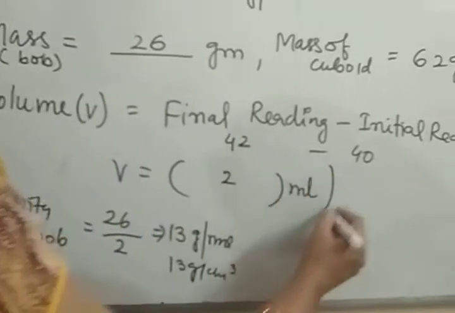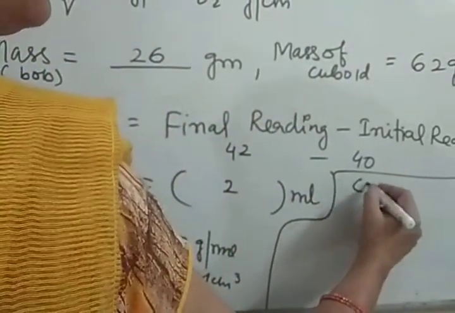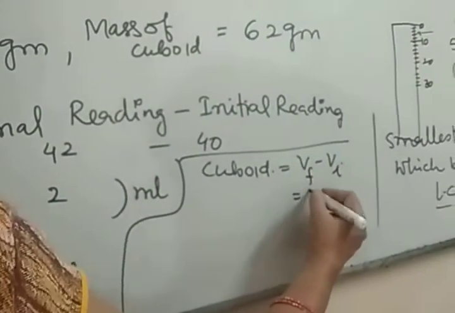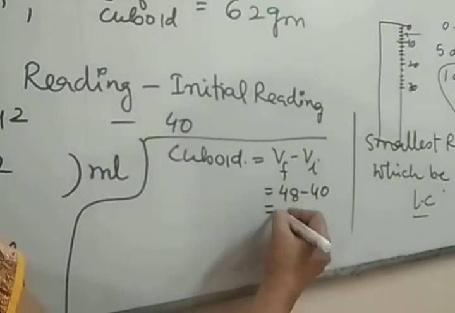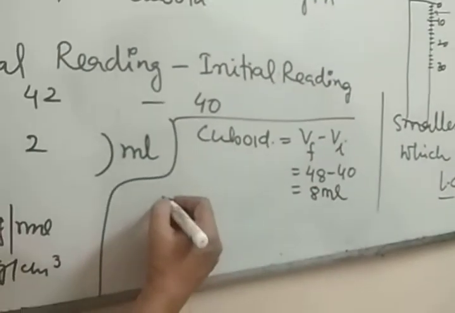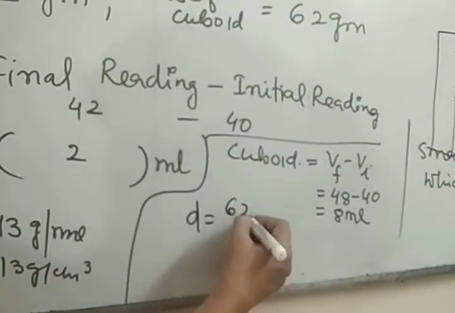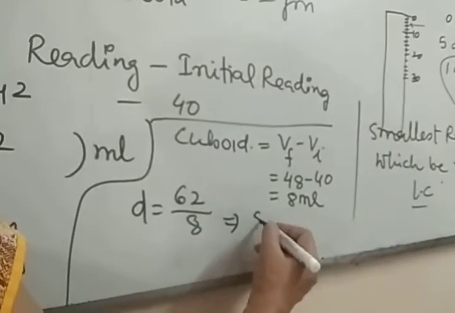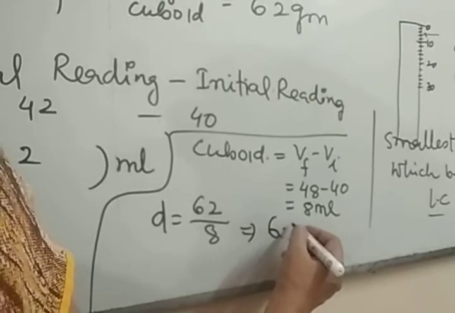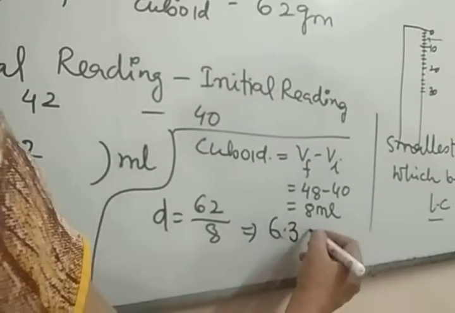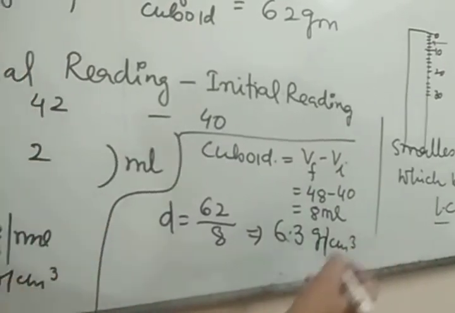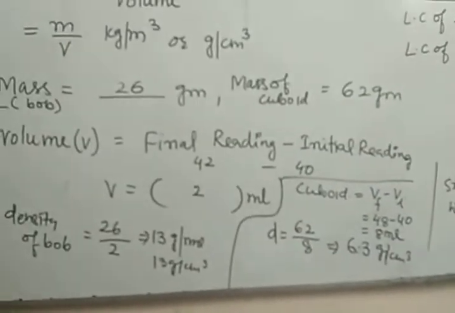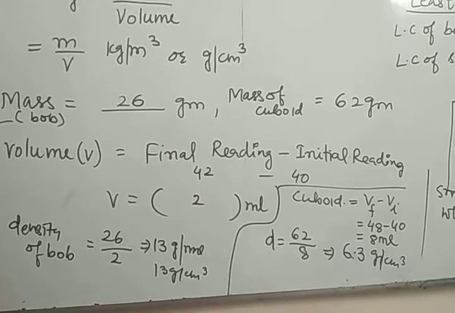And similarly for the block, for the cuboid, the final volume minus initial volume. Final volume was 48, initial volume 40, so this is 8 ml. And the density will be, mass was 62 and the volume is 8. So the density will be 7.75 gram per centimeter cube or milliliter. So you can find the density of a substance in this way. Note down all these parameters, all these values are important for you.